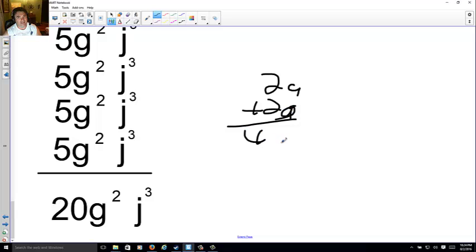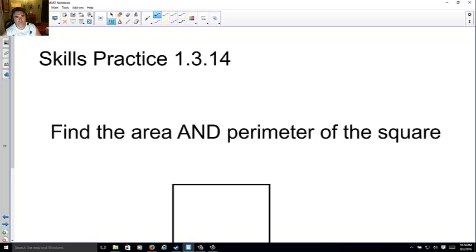That's supposed to be an a. That's the same here. We just add the coefficients. You don't have to add the letters. You only do that when you multiply. It's a little confusing. We're going to practice more tomorrow.